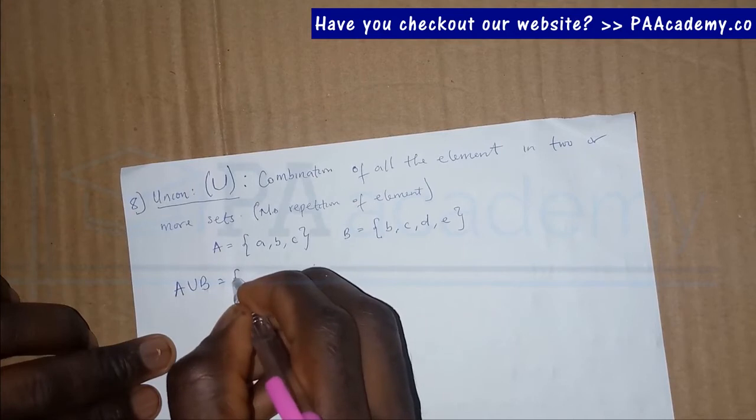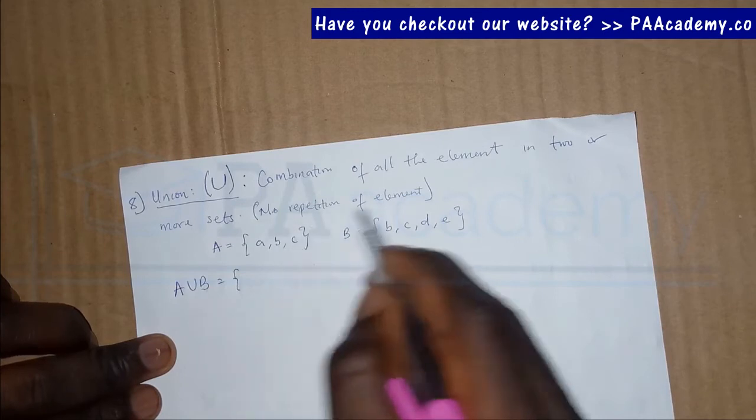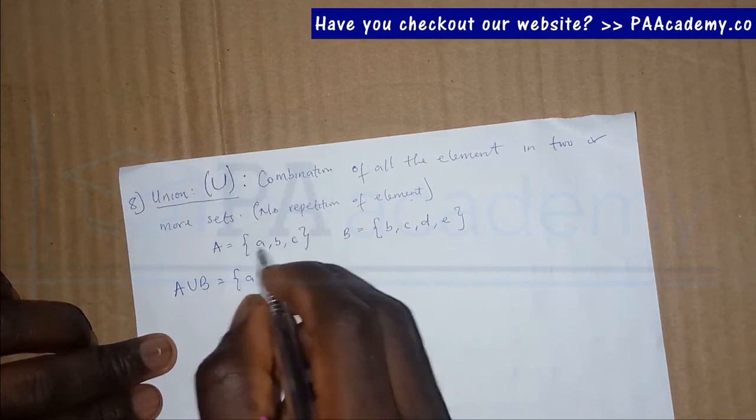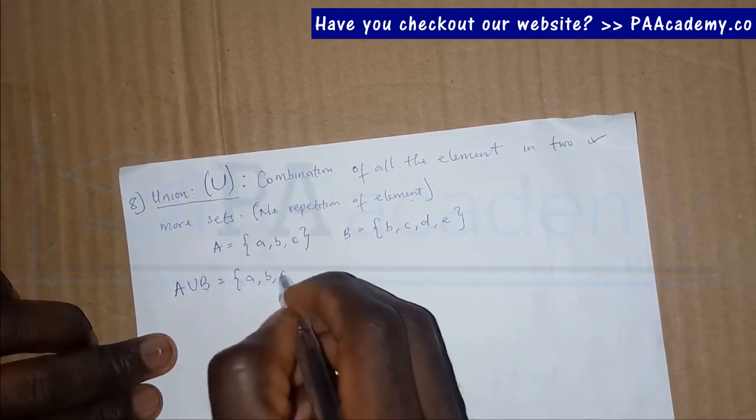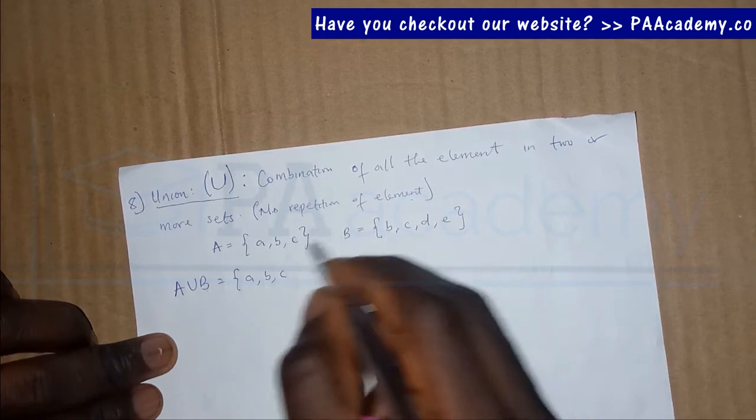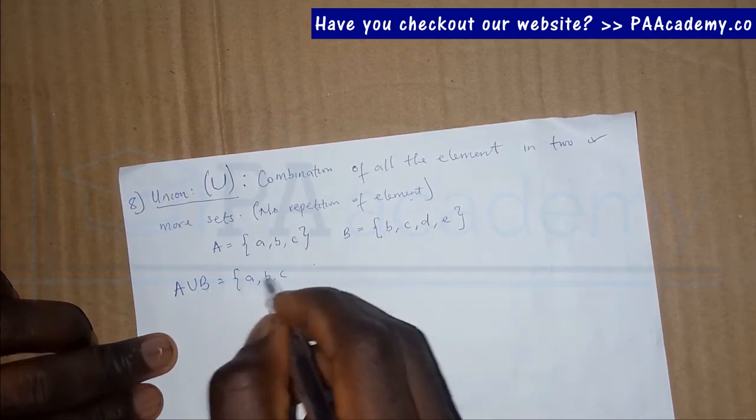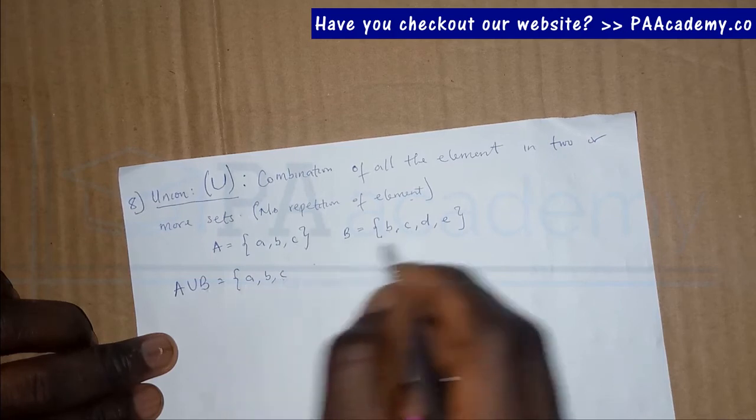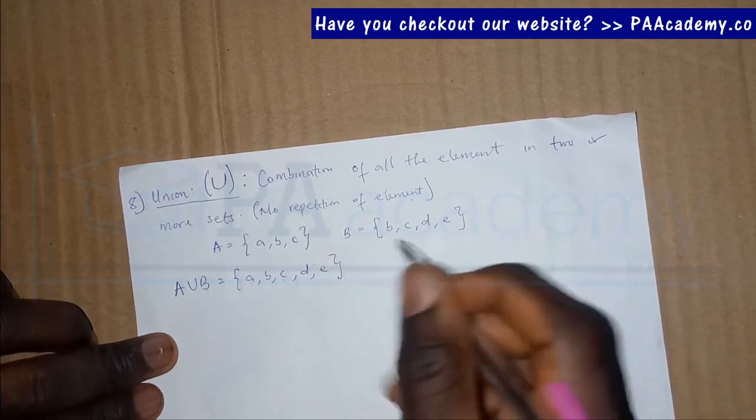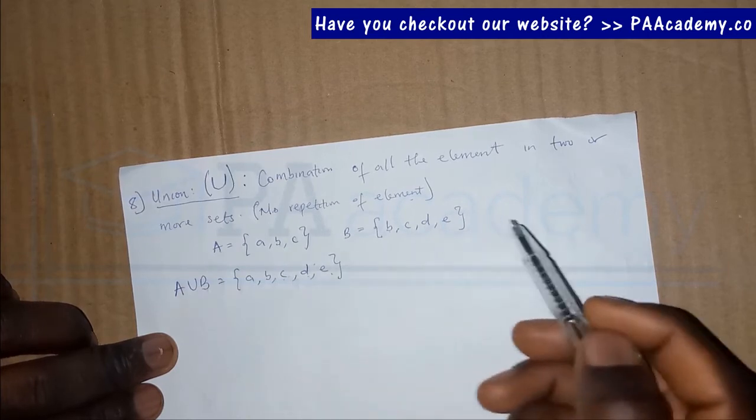So in answering such a question, like I said, we are looking at the combination of all elements in two or more sets. Note there will be no repetition. So let's look at that of A. We have the elements in set A: A, B, C. That of set B, we also add together. Now you can see that there is B here, and there's also B. There is C, and there's also C. So there's no need to write it out again, because we've already written it when looking at the union. So we add D, E, and then we close it. So the union of A and B will give us A, B, C, D, E. So that's what we mean by union.